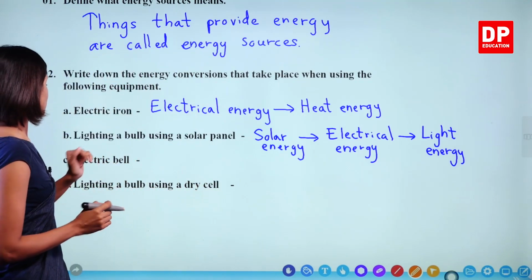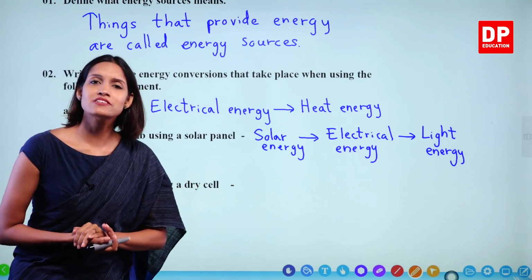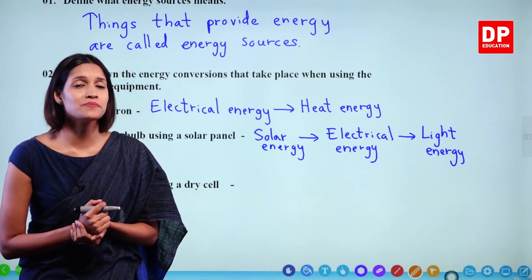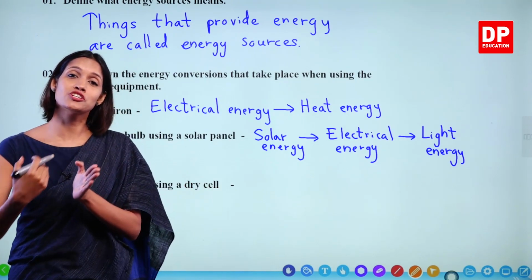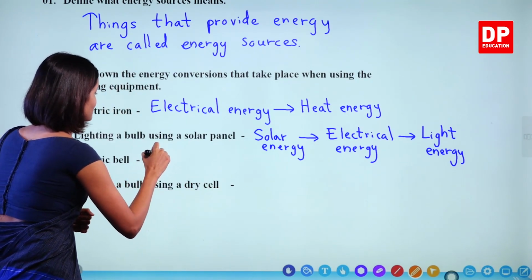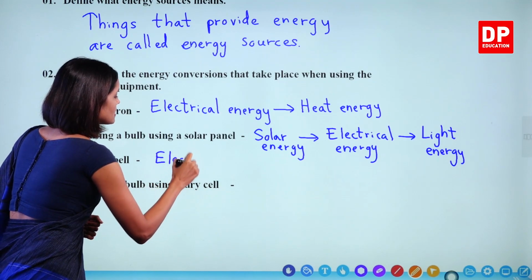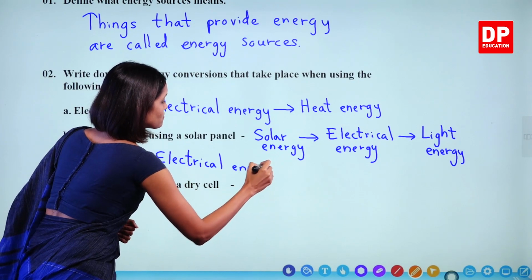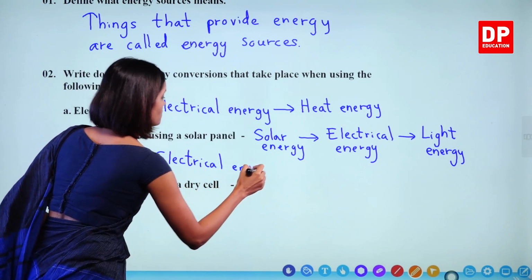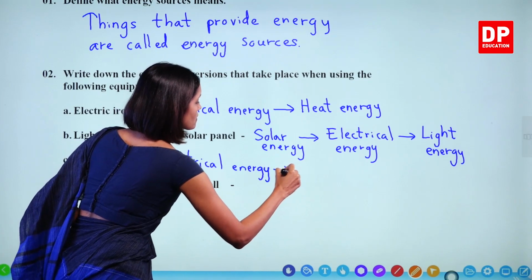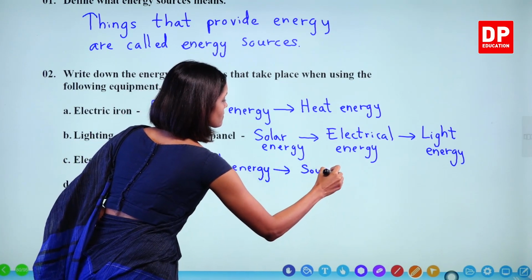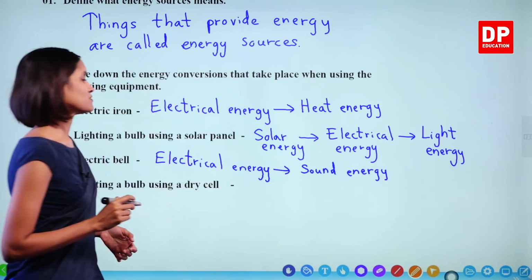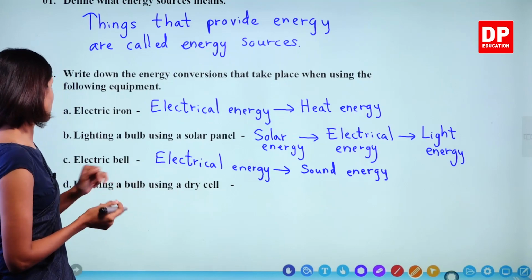Right? Next instance. Electric bell. When you use the electric bell, sound is produced. Therefore, electrical energy is converted to sound energy. Let's write. Electrical energy is converted to sound energy. Okay? And the last one.